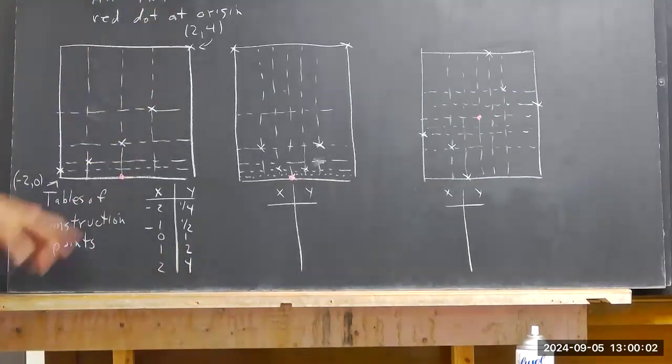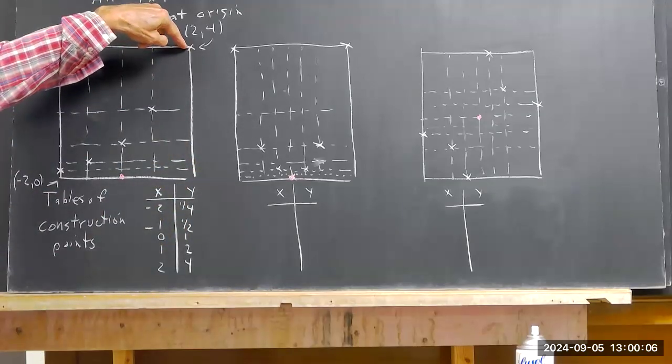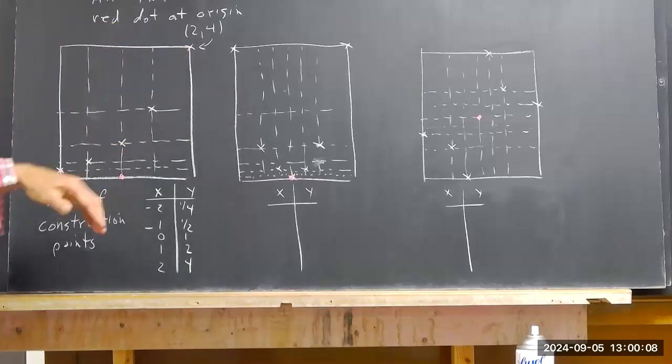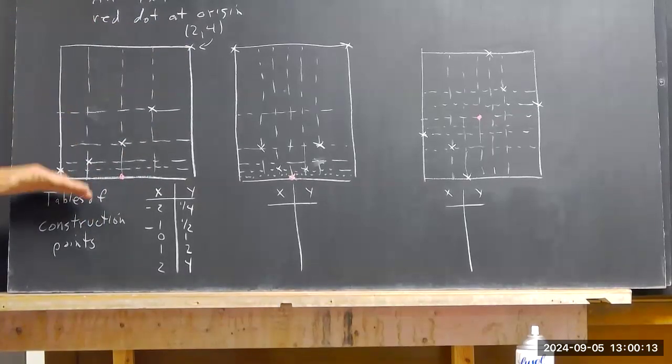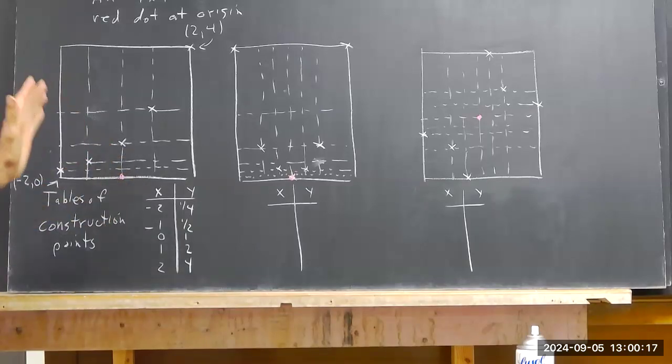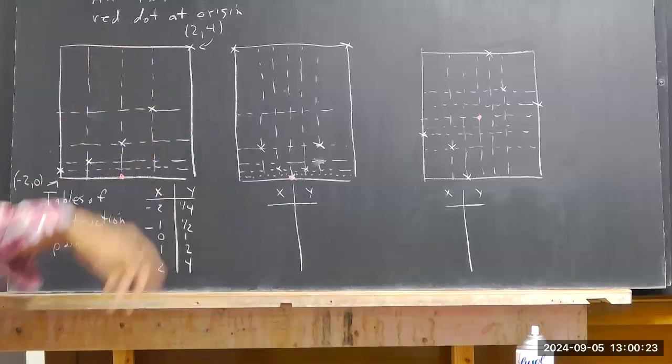Ask yourself the question, which horizontal line and which vertical line am I on? The horizontal lines start up here at 4, halfway to 0 is 2, halfway to 0 from there is 1. You see, the vertical lines are even much easier. You've got 0 here, you've got -2 here, you've got 2 there.